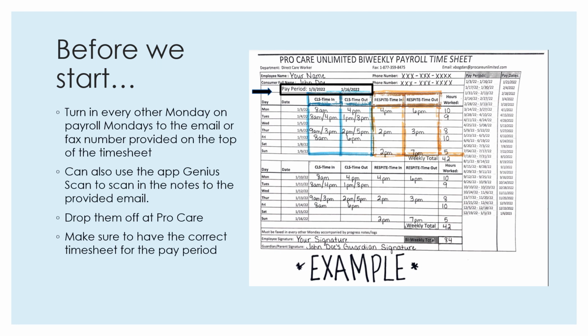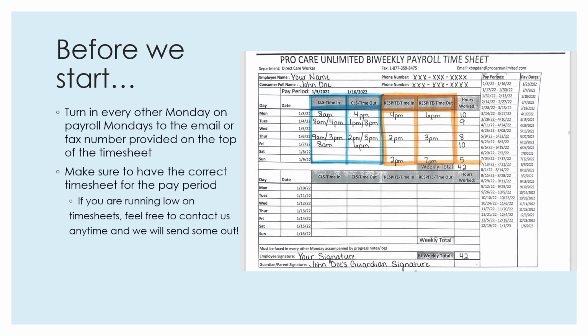Next, make sure that you have the correct timesheet for the correct pay period. If you are running low on timesheets, feel free to contact ProCare Unlimited and we will mail them, email them, or you can come pick them up during office hours.